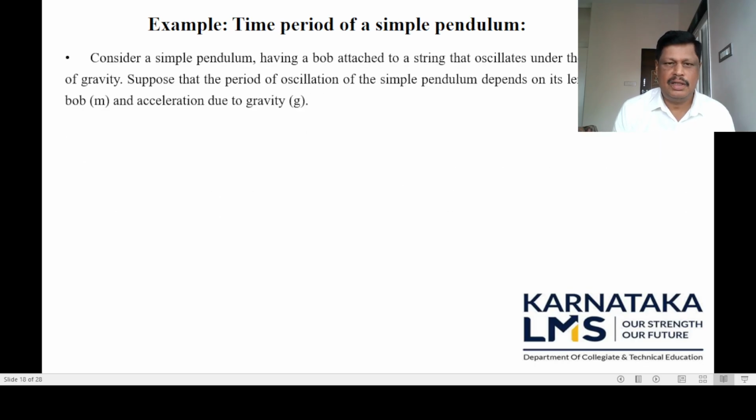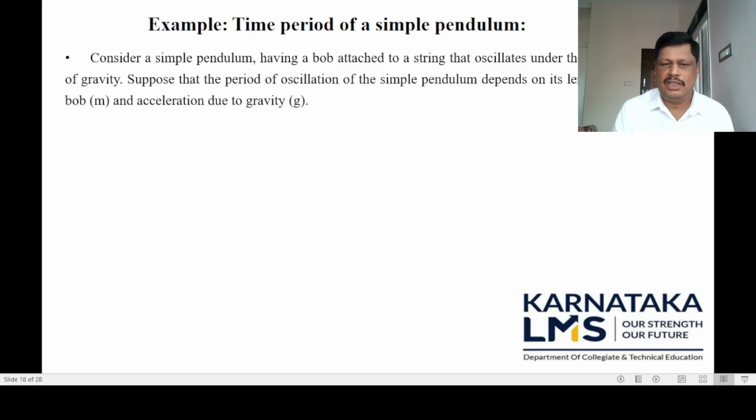For example, derive the time period of the simple pendulum. This is one of the examples of how to derive a physical equation. The time period of a simple pendulum: consider a simple pendulum having a bob attached to a string that oscillates under the action of the force of gravity. Suppose that the period of oscillation of the simple pendulum depends on its length L, mass of the bob M, and acceleration due to gravity g.